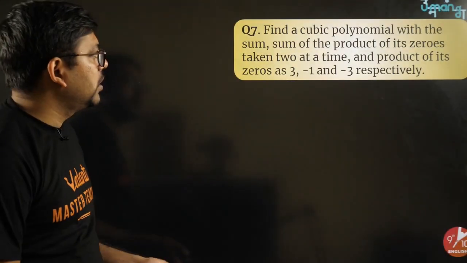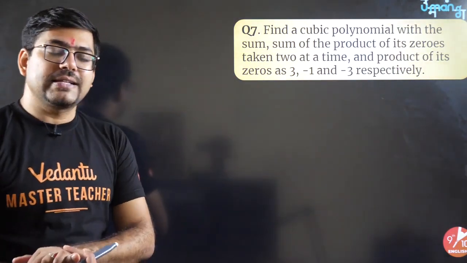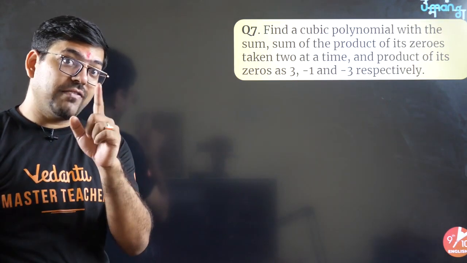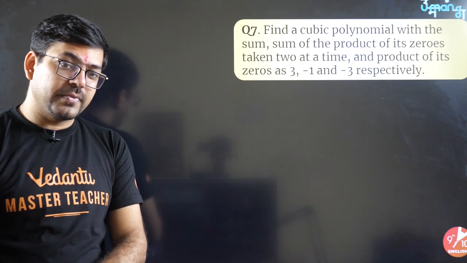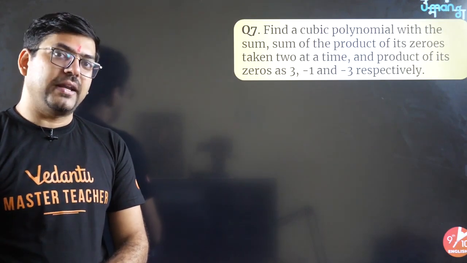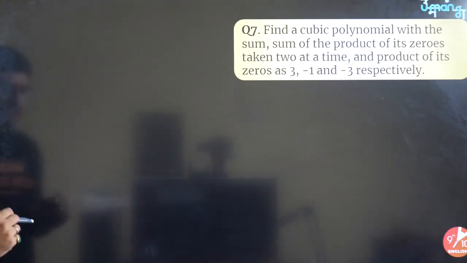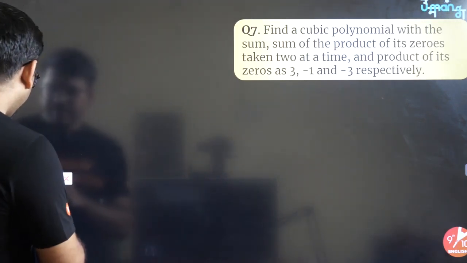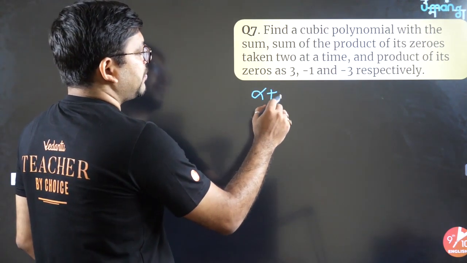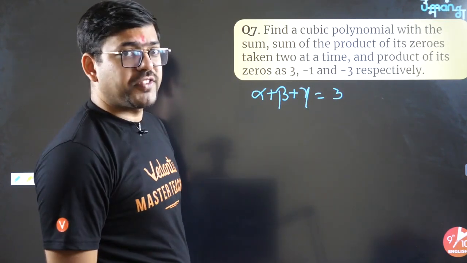Here's the next question. It says find a cubic polynomial with the sum of product of zeros taken 2 at a time, which I have said you, alpha beta plus beta gamma plus gamma alpha, and product of its zeros as 3, minus 1 and minus 3. Means the question is actually giving you that the value of sum, that is alpha plus beta plus gamma, is equals to 3, sum of the zeros.